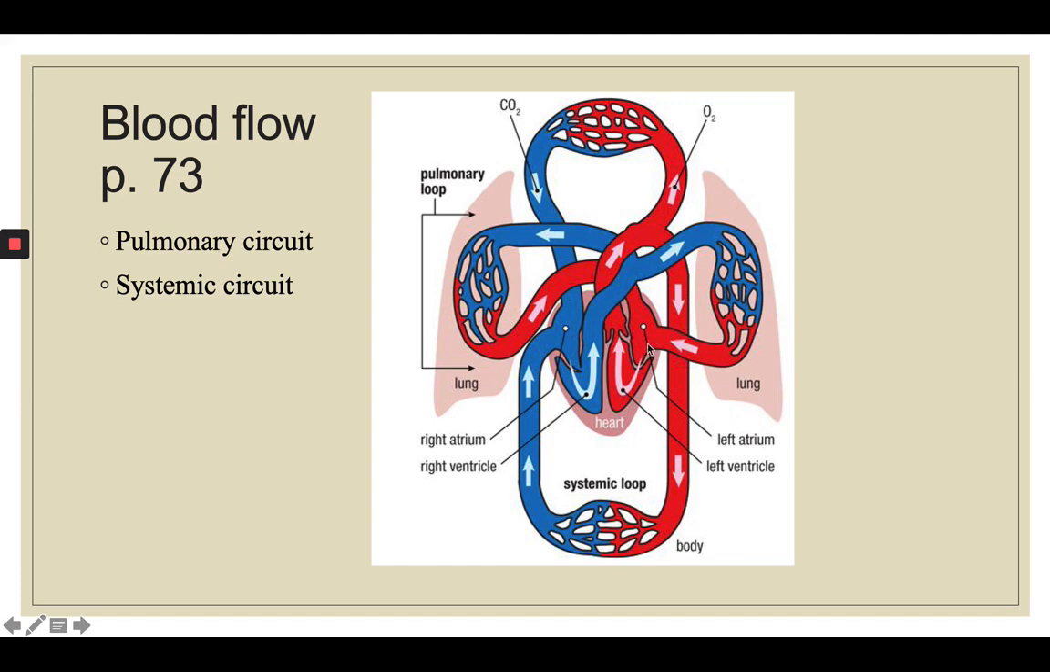Both sides come together into the left atrium, then the left ventricle, and then they go out the aorta, and then they go to the rest of the body. They give oxygen and nutrients to all the cells, and then they take away carbon dioxide and waste and bring it back to the heart. So the pulmonary loop is where it goes right side of the heart to the lungs and back, and the systemic loop is left side of the heart and then to the rest of the body until it comes back. So again, pulmonary, lungs, systemic, rest of your body.